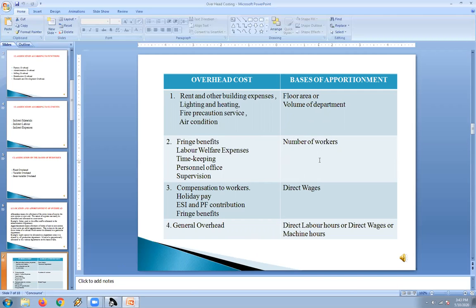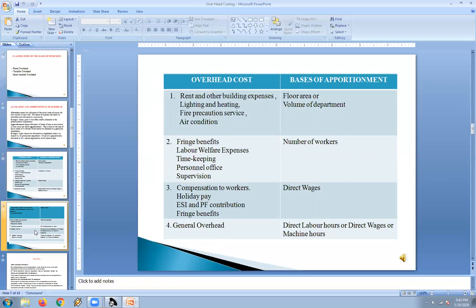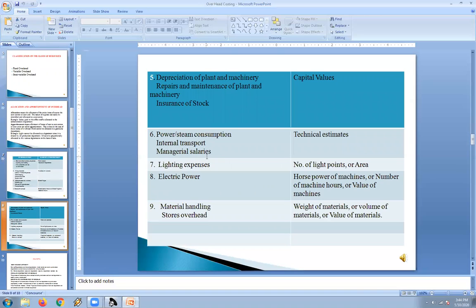number of workers. And the compensation to workers, holiday pay, ESI, PF contribution, fringe benefits: if any of these kinds of expenses are given, they have to be apportioned to both production and service departments on the basis of direct wages. General overheads are apportioned on the basis of direct labor, direct wages or machine hours. And next, depreciation on plant and machinery, repairs on plant, insurance of stock will be apportioned on the basis of capital values. The power expenses, internal transport expenses, managerial salaries are apportioned on the basis of technical estimates.